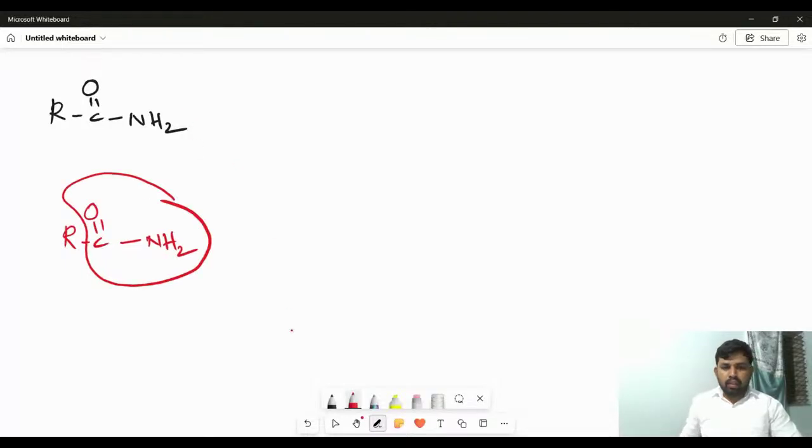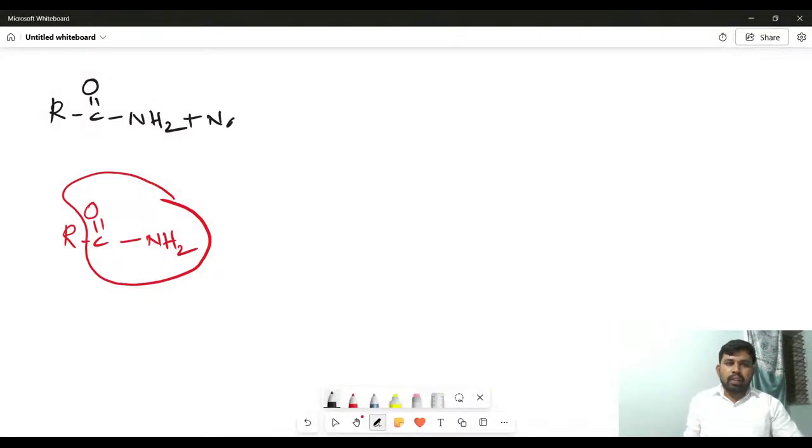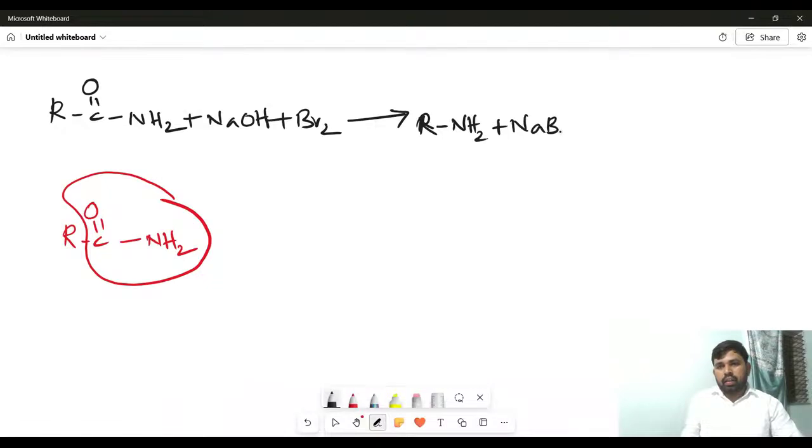And along with that, we are treating this amide with sodium hydroxide, or we can say potassium hydroxide, and bromine. So it gives rise to the primary amine RNH2 and NaBr and sodium carbonate Na2CO3 plus H2O. Okay. So now let me show the reaction mechanism.